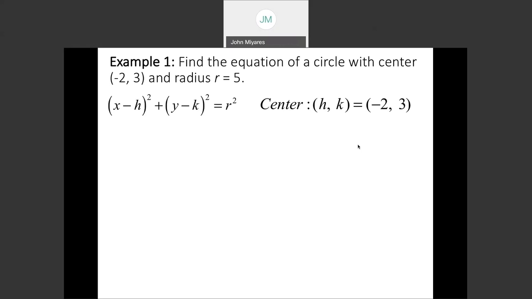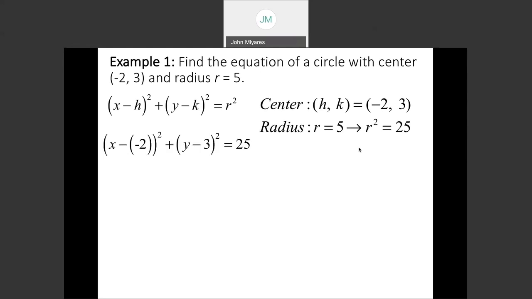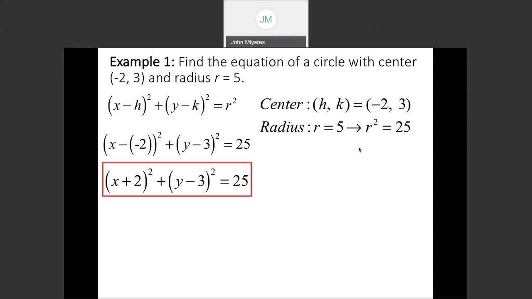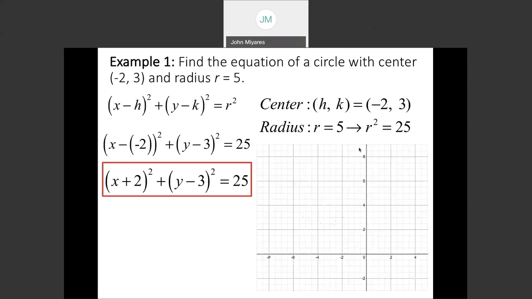From there, I'm told that the center (h, k) is (-2, 3). That was a given. I also know that the radius is 5 because that was given. So r² is 25. Plugging those values in for h, k, and r, remember we're subtracting -2 from x, then subtracting 3 from y, will simplify to give a final answer of (x + 2)² + (y - 3)² = 25.